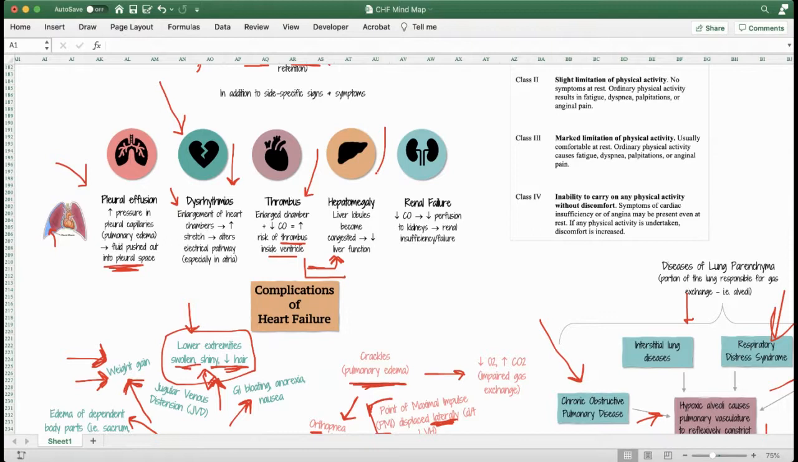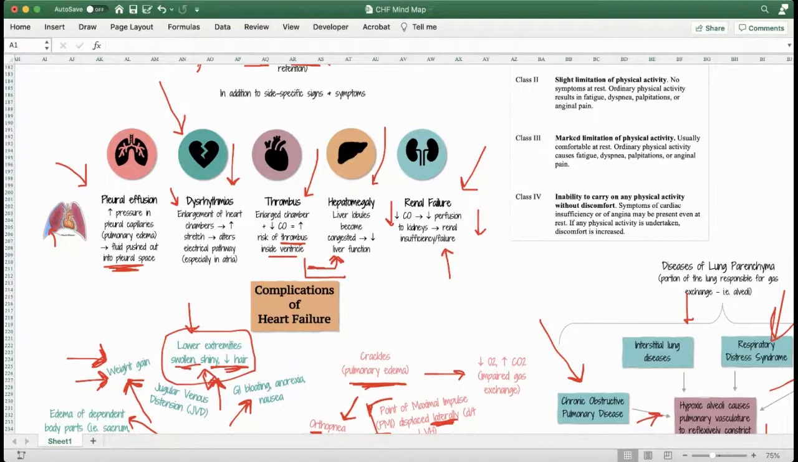So another target organ that has issues here is the liver, hepatomegaly. Those liver lobules will become congested with all that fluid, and it will just decrease liver function. And same with renal failure, you have that decrease in cardiac output. You had your renal response already, where the RAS, the renin-angiotensin-aldosterone system, kicked in. It's not going to be able to do enough. And so you're going to have decreased perfusion to the kidneys, and then it's going to cause renal failure.